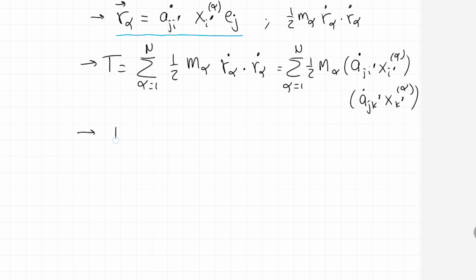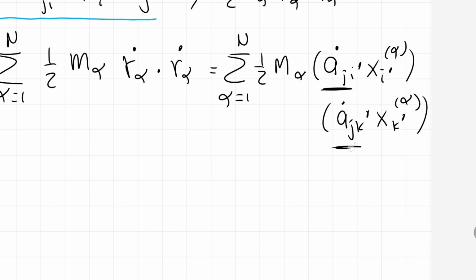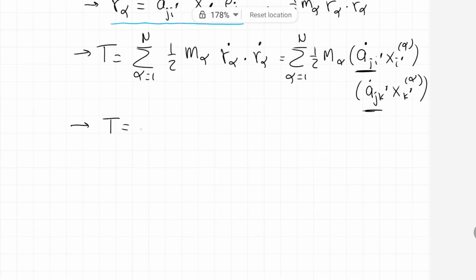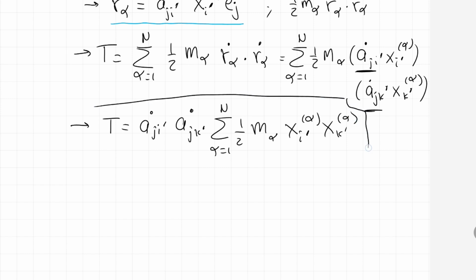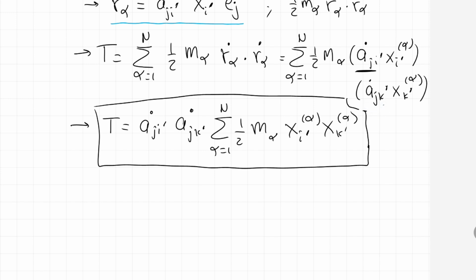This will be like the kinetic energy is going to be equal to, and we are going to take these elements out of the sum, so it will be a_ji' dot a_jk' dot, the sum from alpha equals 1 up to n of 1/2 m_alpha x_i'^alpha x_k'^alpha. Perfect. So right now we have just found an expression to calculate the kinetic energy of the rigid body. Okay, perfect.